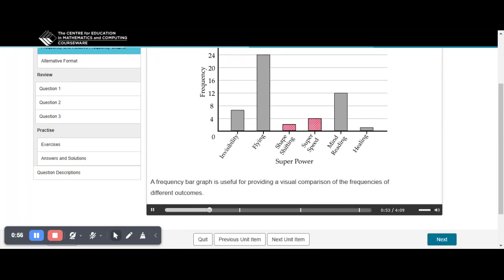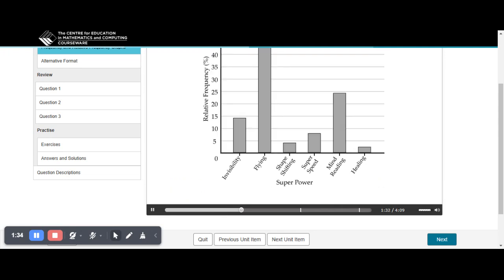We can also notice that superspeed seems to have about double the number of responses as shapeshifting, and flying looks to be about double the responses of mind reading. Even though comparisons between categories are easy to make on the frequency bar graph, it is challenging to determine what fraction a category represents of all of the responses. For instance, we can't immediately determine from the graph if flying represents more than half of the responses. To better see this, we can create a graph of the relative frequencies.